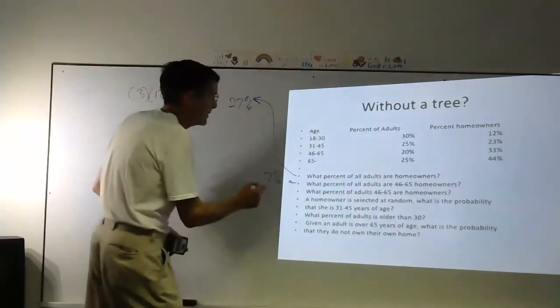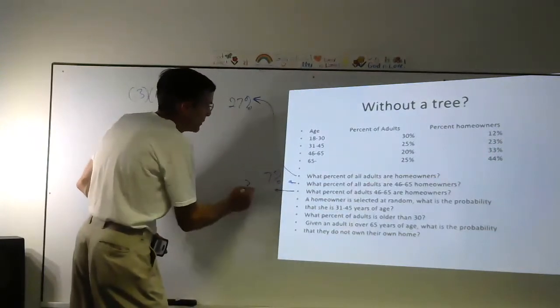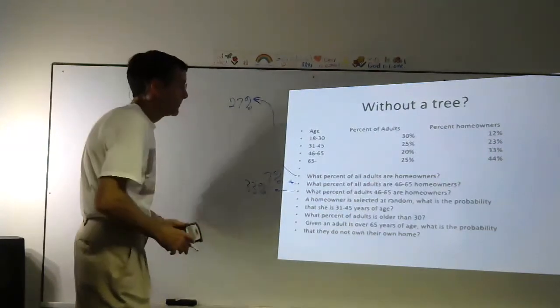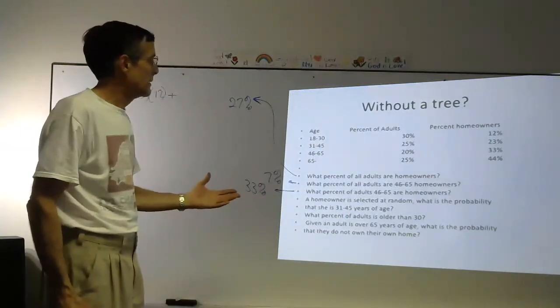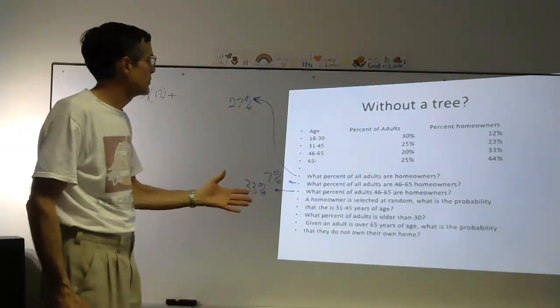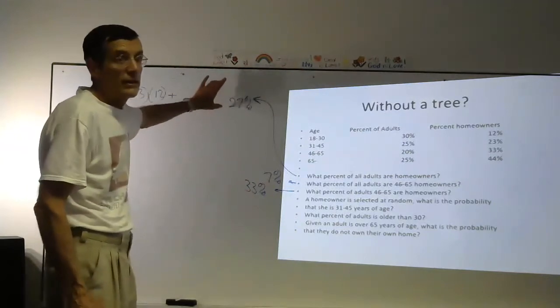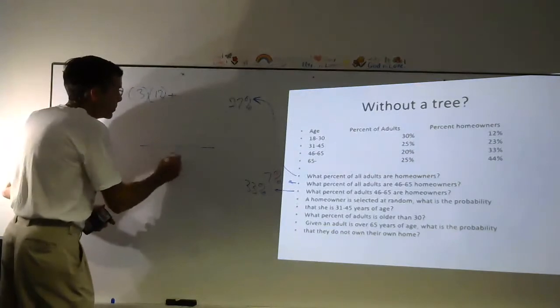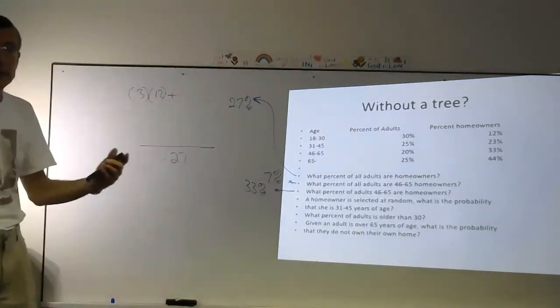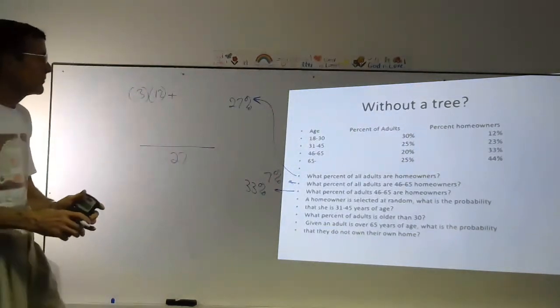What percent of these adults are homeowners? And we said that's easy. This one is 33%. A homeowner is selected at random. What's the probability that she is 31 to 45 years of age? We already got the answer up here. For all homeowners it's 27%. That's our sample space. That's all the homeowners.